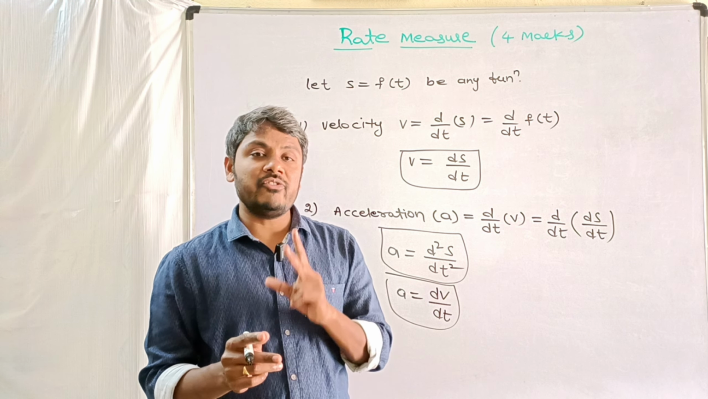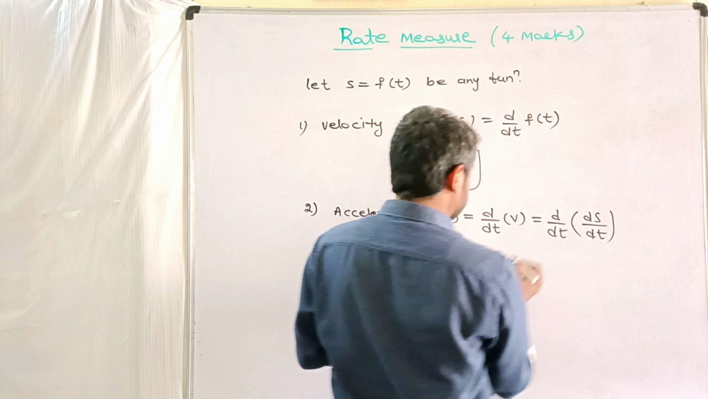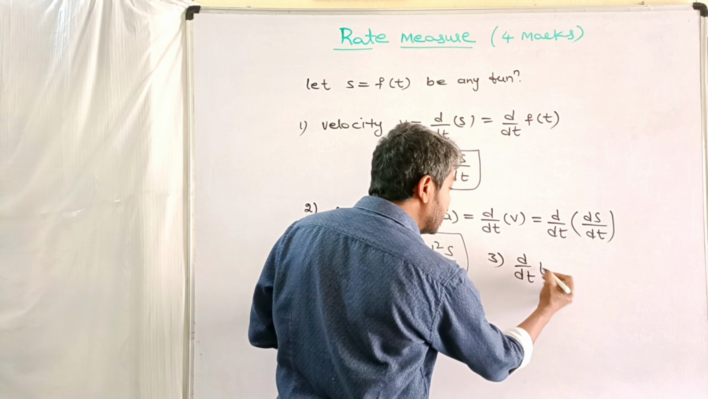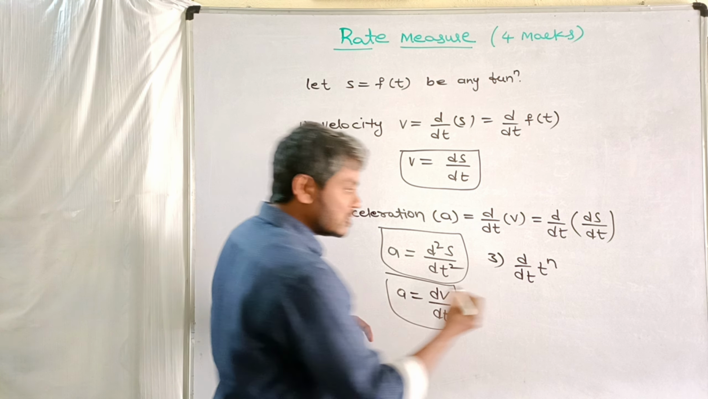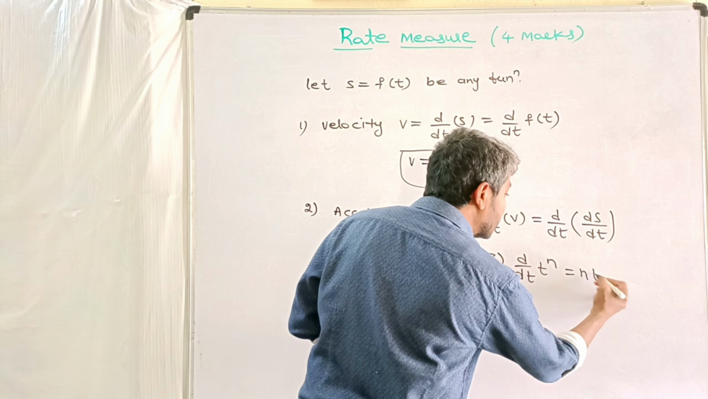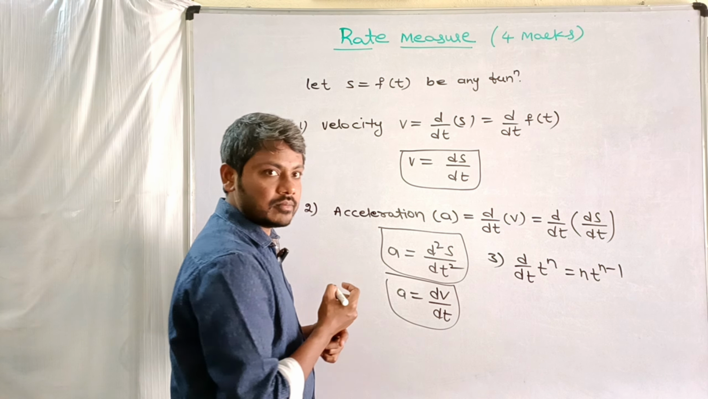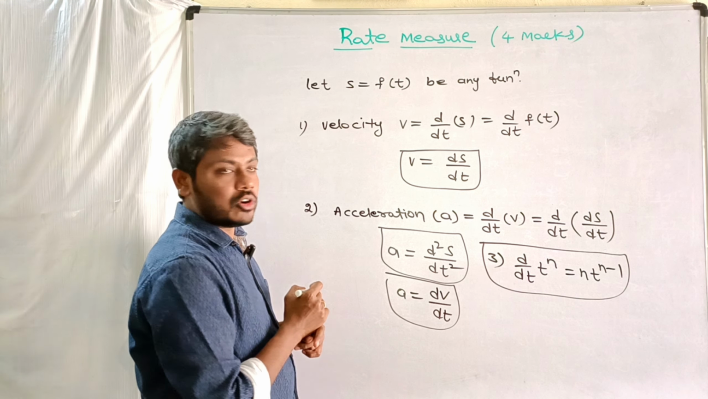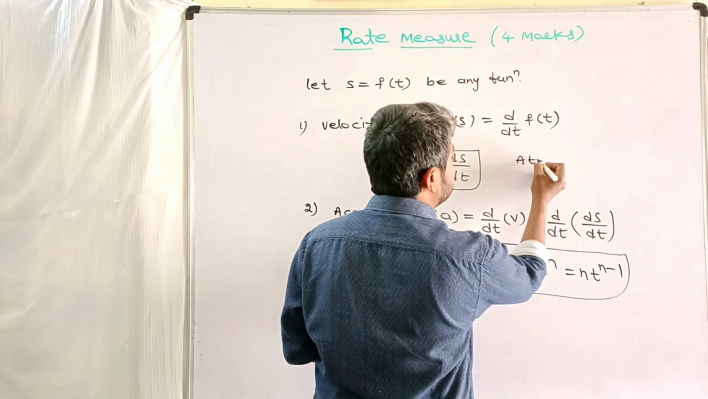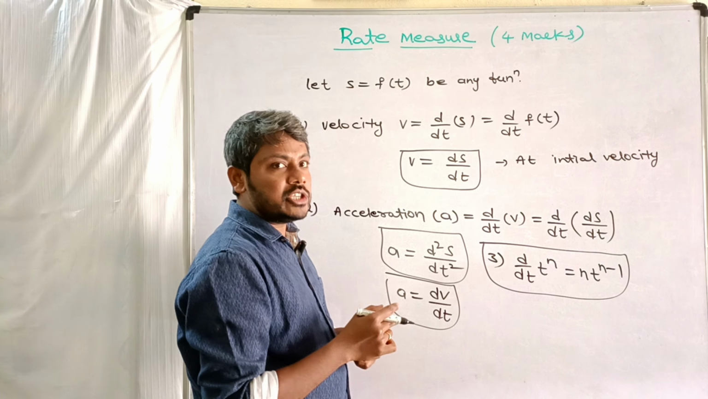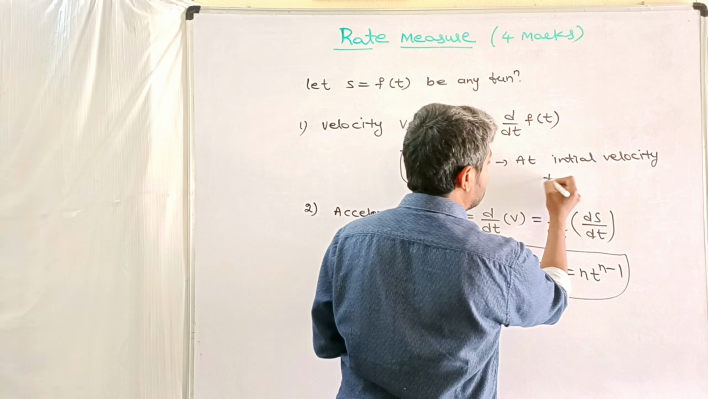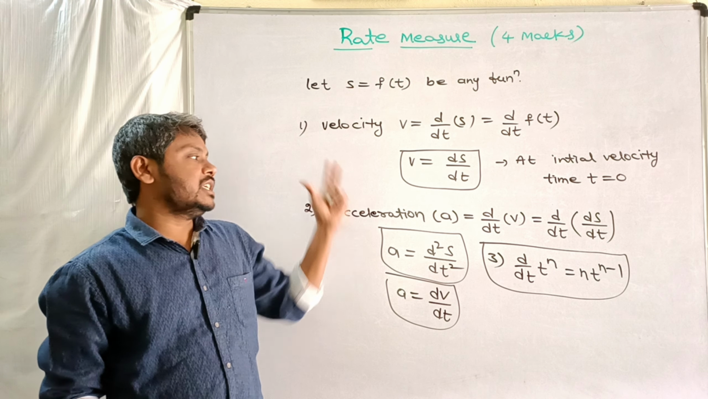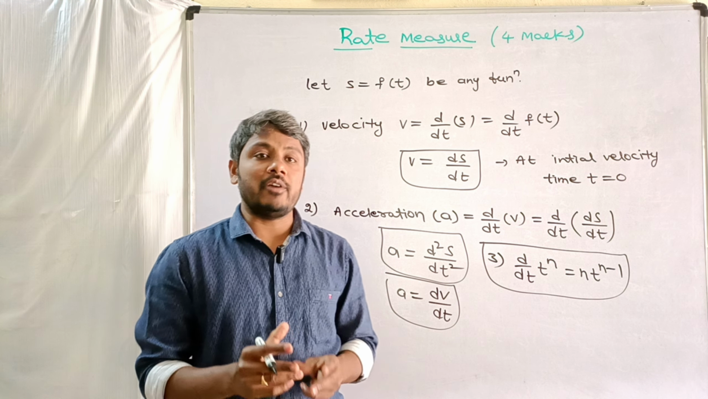And one more formula for differentiation, that is the third formula. We know that d by dt of t power n is n into t power n minus 1. So this is the third formula. Also, at initial velocity, the time t is 0. So we have to remember all these formulas. Based on these formulas, we have a few questions.